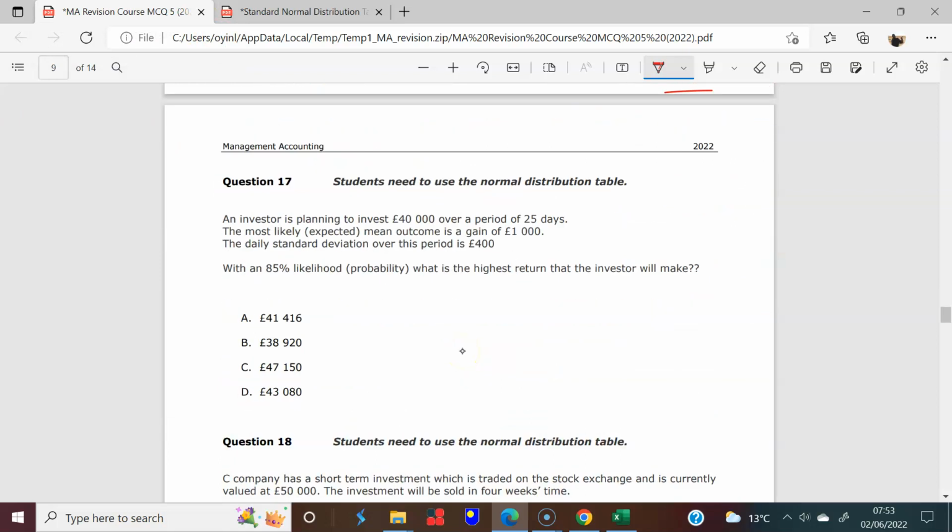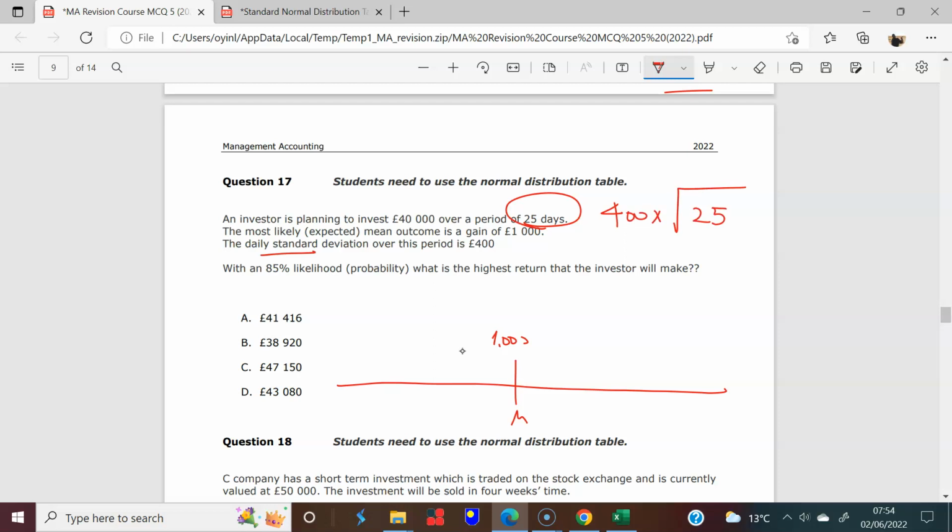Let's look at this next question. It says that the investor is planning to invest 40,000 over a 25-day period. Again, it says to you that the expected likely outcome, the mean, is £1,000. It tells us the daily standard deviation is 400. You know the daily. We're interested in what's happening over 25 days. So you have to say 400 times the root of 25. It's a formula. 400 times 5 is 2,000. So I know again I will have deviations of £2,000.